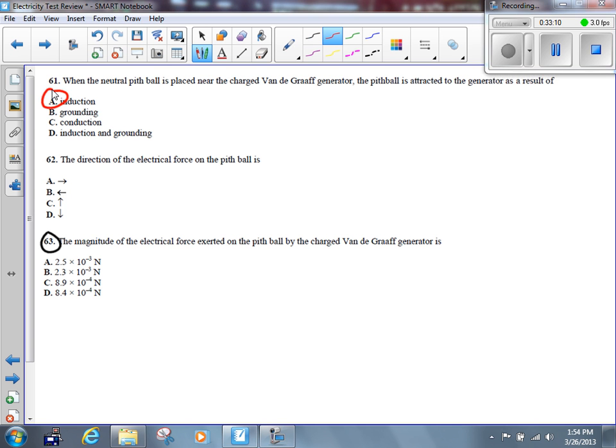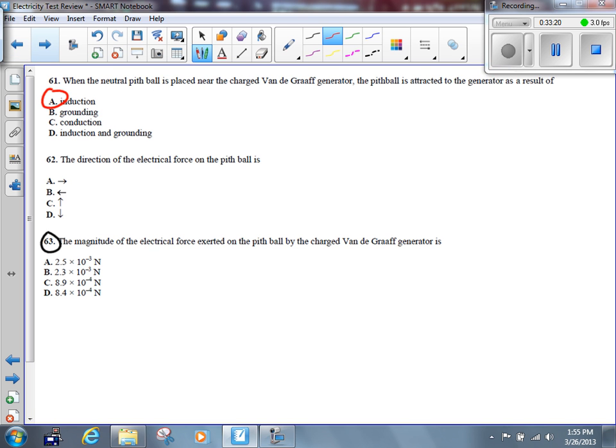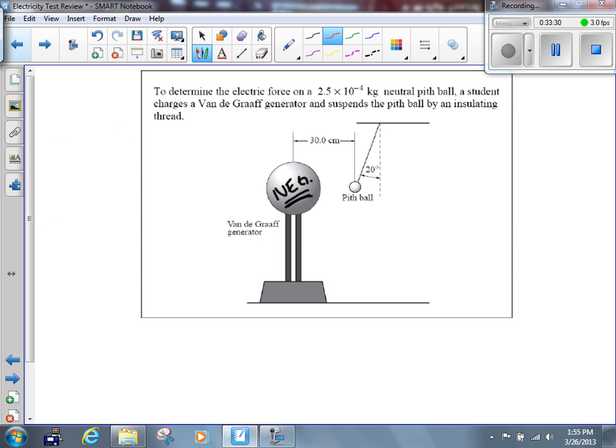Question 62, the direction of the electric force on the pith ball. See where you see the diagram there, the negative Van de Graaff, you see the pith ball being attracted towards it. How many people said A for this one, 62? B? C? D? Good, the answer is B. How do we know that? This one's pretty straightforward, right? If it's attracted to the left, then the force of attraction must be to the left.